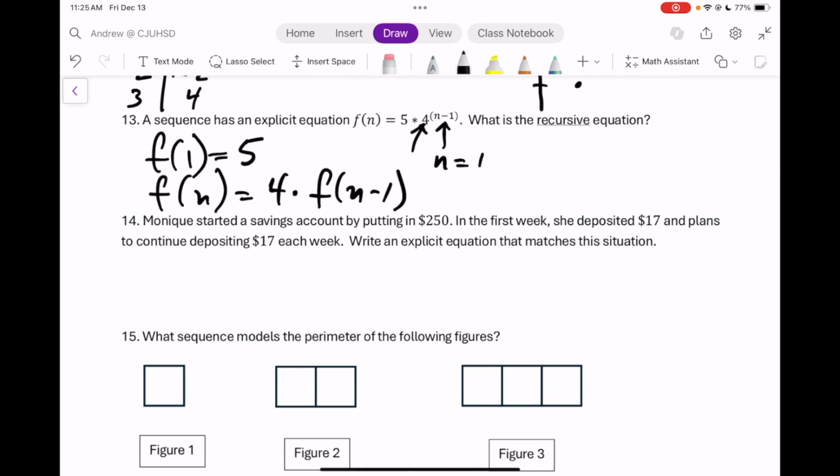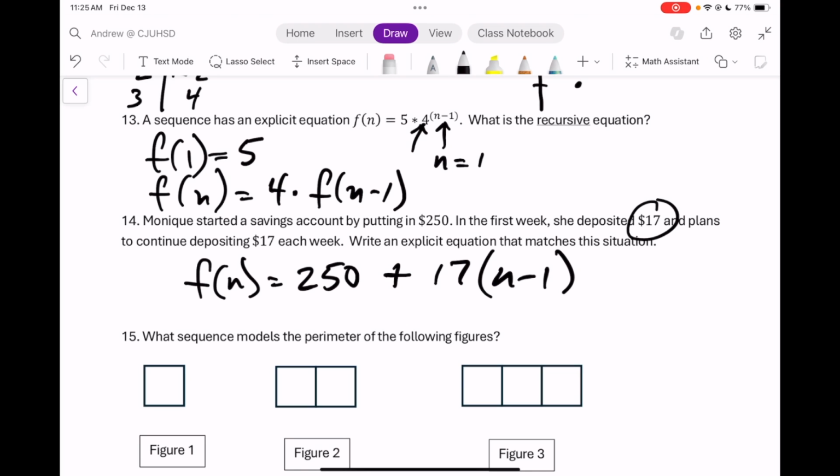Number 14, Monique started a savings account by putting in $250. First week she deposited $100. This is going to be positive 17. Plans to continue depositing 17 each week. So f of n is going to start at $250. I can do better than that. $250 and is going to increase by 17 n minus 1 times.